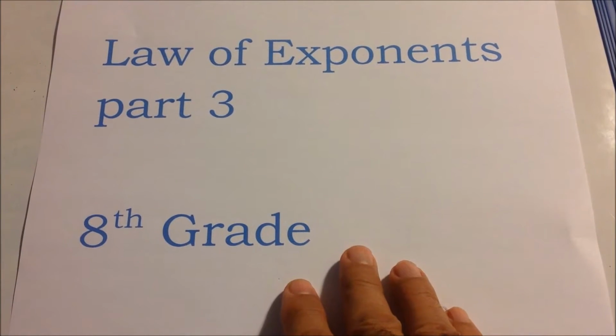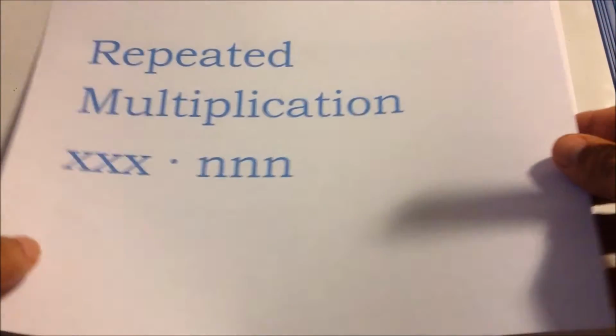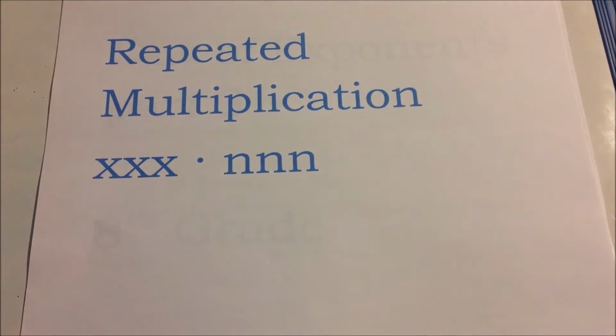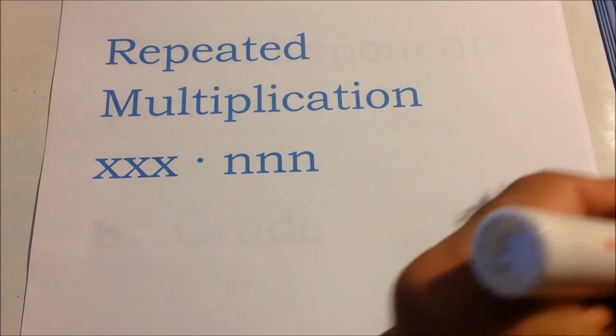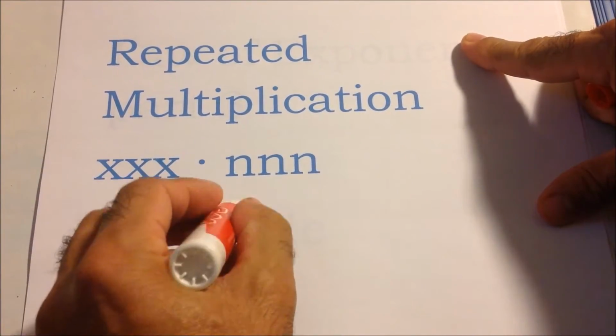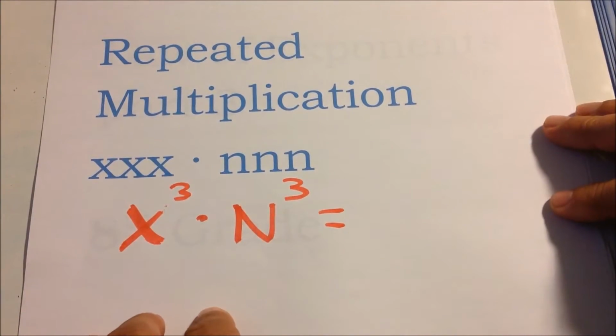Alright, here's our video on the law of exponents, part 3. So let's look at repeated multiplication with variables for a minute. So here we have x times n. So really this is just x to the third power times n to the third power. And what would the answer here be?